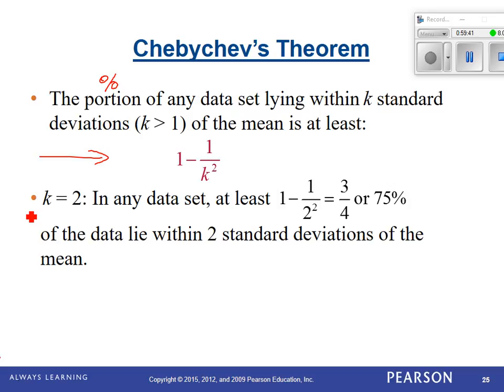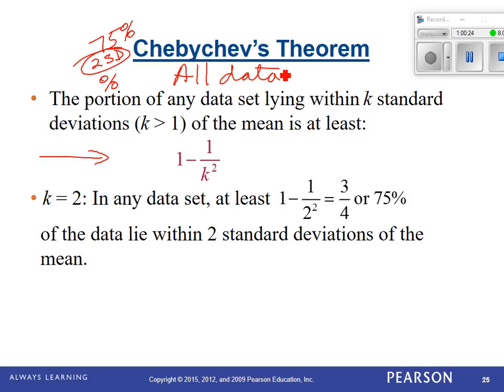K equals 2, in any data set, at least. So if we do 1 minus 1 over 2 squared, that's what the theorem tells us to do. 2 squared is 4. 1 minus 1 fourth is 3 fourths. So 75%. Chebyshev said 75% of all data is going to fall within 2 standard deviations of the mean. This is sort of like the rule of thumb, it gives us an idea that this is the way it should work. Now, Chebyshev's theorem works for all data.